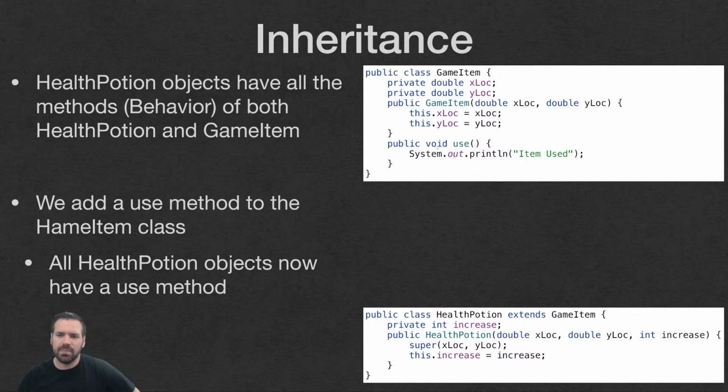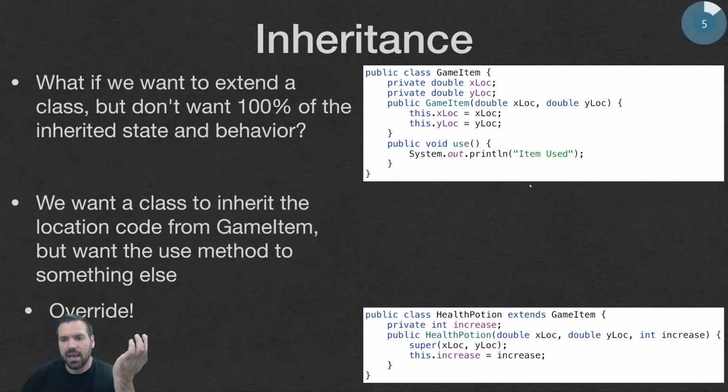This use method is going to be inherited by all of the other game items. But what if we have a game item that doesn't want to just say, yep, I was used? We want actual behavior from our items. So we don't want to just inherit from game item and take all of the state and behavior. We want to change some of that behavior specifically. We're not going to change the instance variables, at least not in 116. But we do often want to change the behavior of some of the methods.